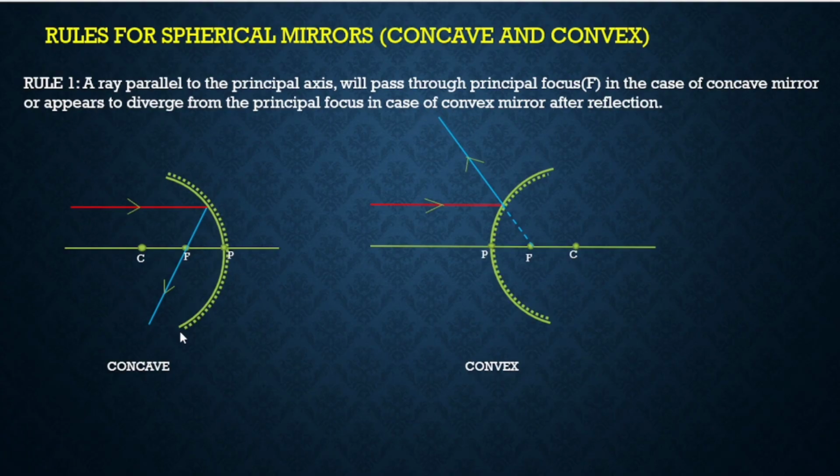ये एक concave है. This is the principal axis. A ray parallel to the principal axis. कोई भी ray principal axis से parallel जब होता है, when it strike the surface, it will pass through focus. Focus से pass हो जाएगा. In the case of convex, the ray which is parallel to the principal axis will appear to diverge from the focus. ऐसे appears होगा कि ऐसा लगेगा कि focus से pass हो रही है.